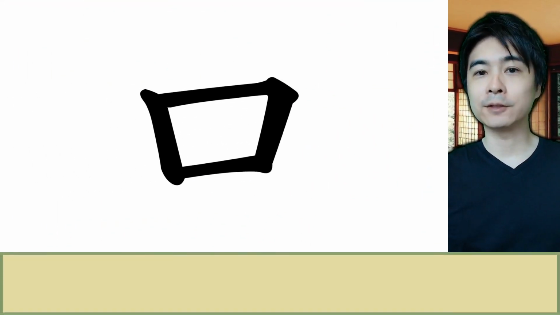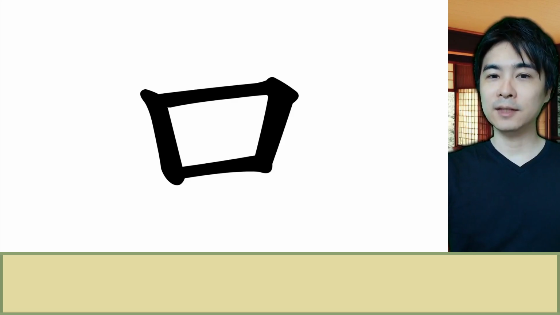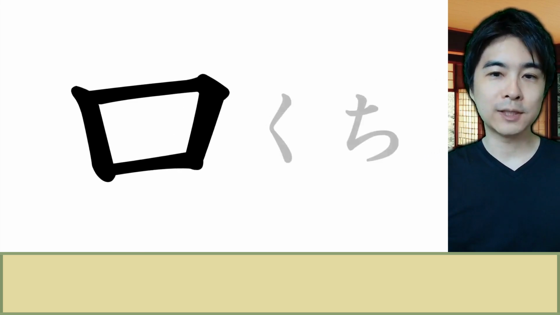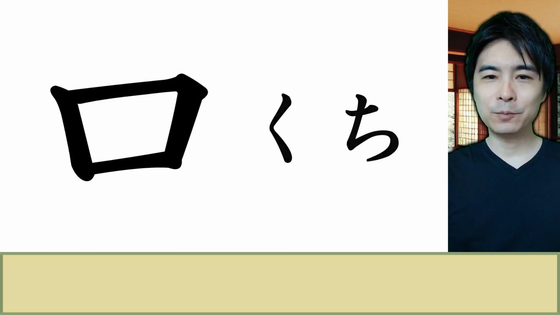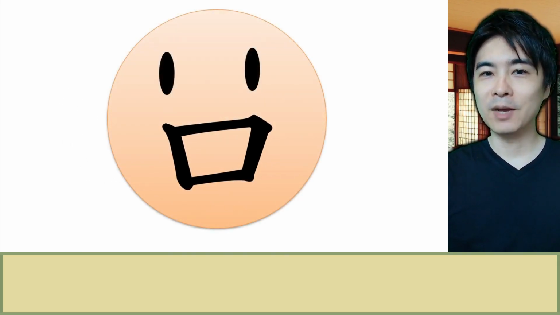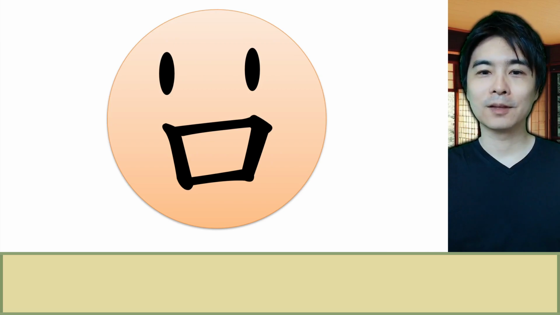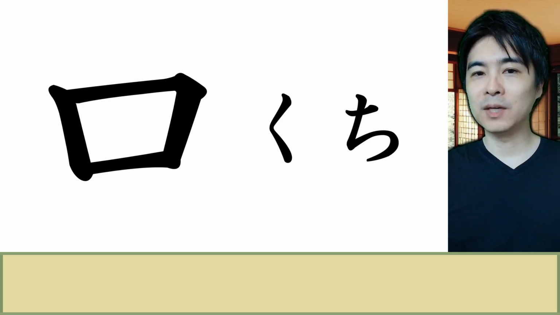Okay, so let's start. This is today's first kanji. This is just a simple square shape. This kanji is the same as the katakana letter ro, right? But this kanji is not ro. How to read this kanji is kuchi. Do you know what kuchi is? If you put this kanji character here, maybe you can guess its meaning. This kanji means mouth. Mouth is kuchi in Japanese. Kuchi means mouth.